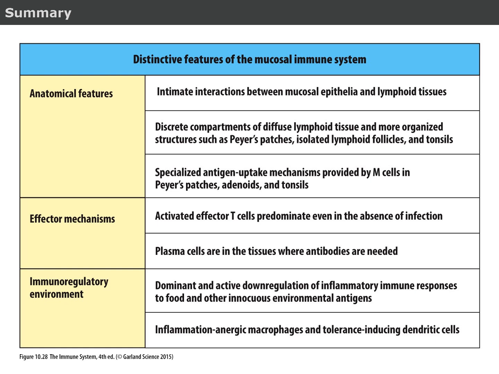In terms of effector mechanisms, activated effector T cells are present even in the absence of infection, offering a rapid response capability. Plasma cells are strategically located within the tissues where antibodies are needed most, enabling immediate local action. The immunoregulatory environment is characterized by an active suppression of unnecessary inflammation. This helps prevent overreaction to food antigens and other harmless environmental exposures. Mucosal macrophages are inflammation anergic, and dendritic cells promote tolerance rather than activation, maintaining a peaceful coexistence between the immune system and the vast microbial and dietary antigens encountered at mucosal surfaces.